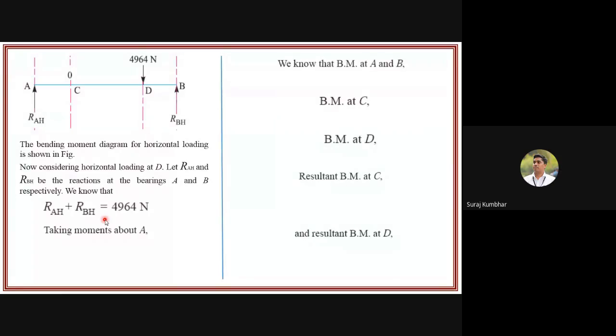Okay, RBH. Okay, Shivangini, 3. Okay, you are getting the same answer. Alfia, Sai Ganesh, okay, you are getting the same answer. Just we will cross check it. Okay, so RBH is equal to 3971. It is correct. Yes, you got the correct answer. And then RAH is 993 Newton. Yes, it is correct.